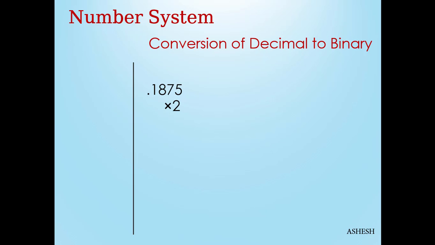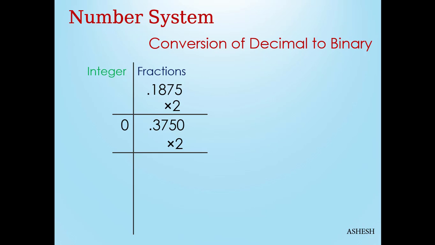Again another one. Here our fractional decimal number is 0.1875. Multiply 0.1875 by 2, then we get 0.3750 as fraction and 0 as integer. Fraction, integer. Again multiply 0.3750 by 2, we get integer 0 and the fraction is 0.7500.